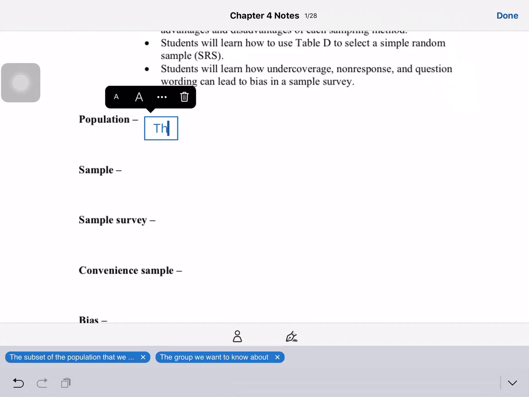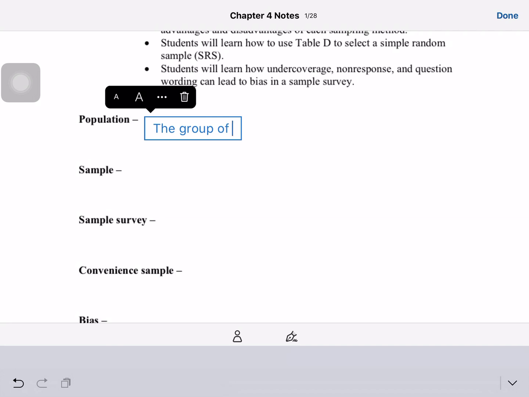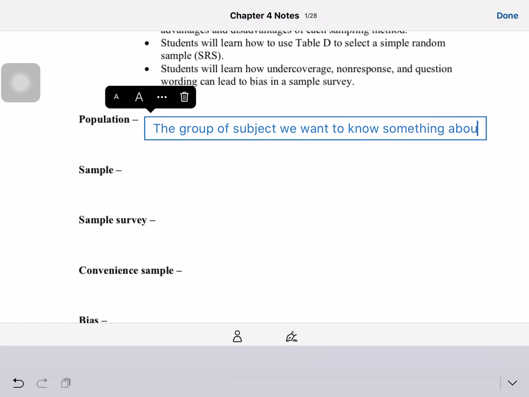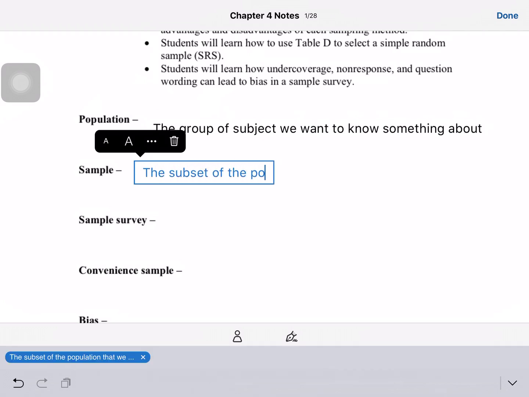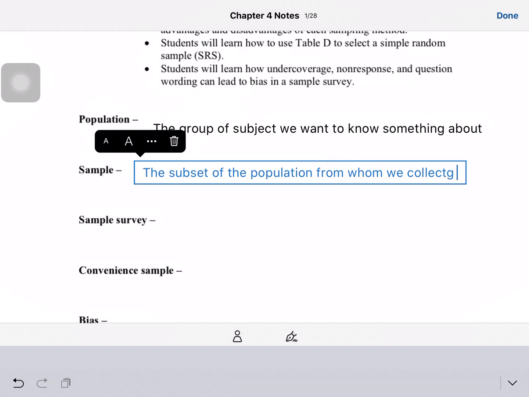So the population is the group of subjects we want to know something about. After we pick our population, then we have to consider, is it something that we can look at the whole group, or do we need to just look at a smaller group and make that representative of that? So then that leads us to our sample, and this is the subset of the population. And with that, we will collect data from that group. So the subset of the population from whom we collect data.